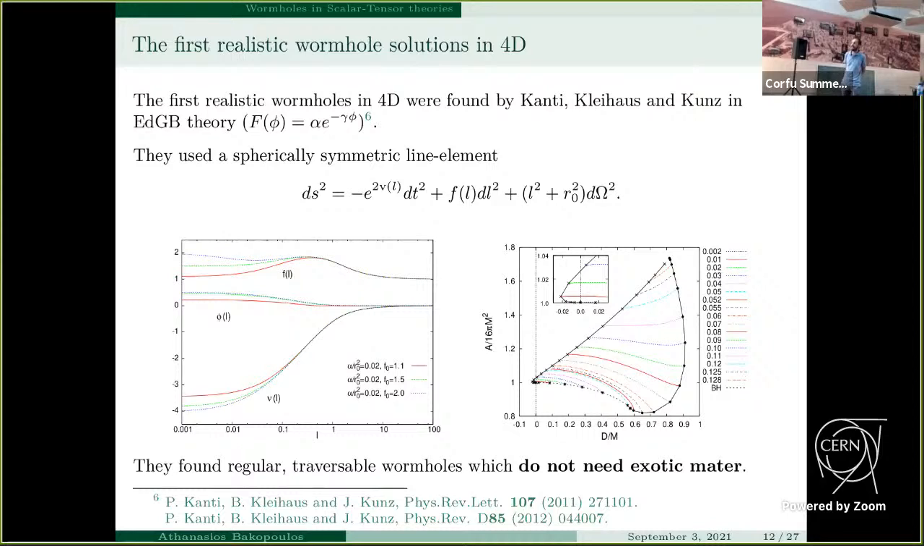So the first realistic wormhole solutions in 4 dimensions were found by Kanti, Kleihaus, and Kunz in the Einstein scalar Gauss-Bonnet theory with an exponential coupling. They used the dilaton field. They used this metric here, and they found regular traversable wormholes which do not need phantom fields or exotic matter.